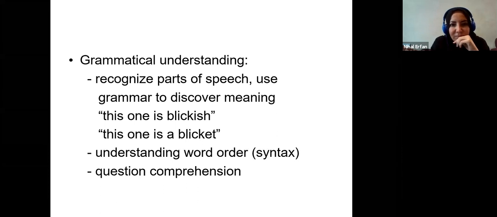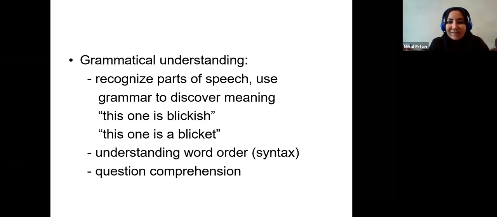So thank you, Sarah. The first is an adjective and the second is a noun. Although it's the same word, the child does not understand what blickish or blicket is, but the way I'm using the word in the sentence tells them. So this one is "all right," or this one is "a." So understanding this is again induction.